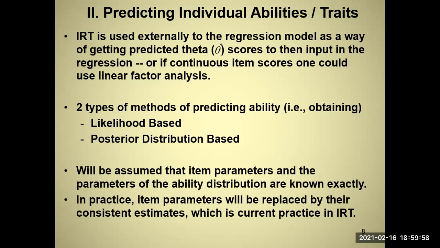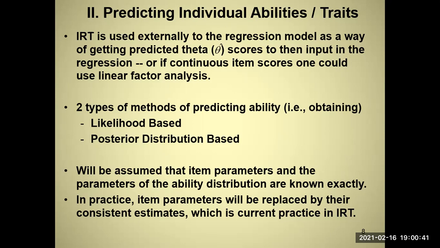There are two broad types of methods of predicting ability, that is, obtaining this theta. One is the likelihood-based approach, and the other is the posterior distribution-based approach. It'll be assumed that the items and the parameters of the ability distribution are not known exactly. In practice, of course, item parameters will be replaced by their consistent estimates, which is quite often seen in current practice in item response theory. IRT is often done in this implicit two-step approach where we get item parameters.